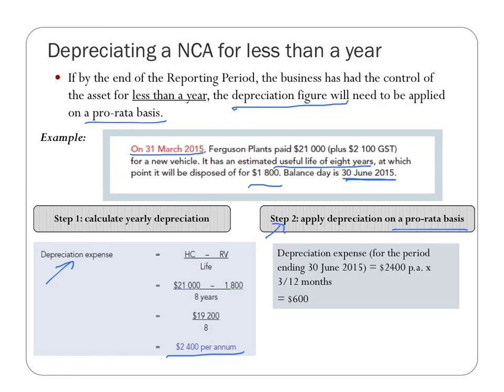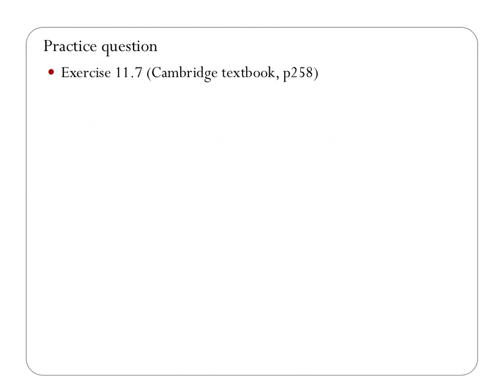So to work out the depreciation expense for the period ending 30th June 2015, we need to use the per annum depreciation of 2,400 times 3 on 12. In other words, divided by 12 to get the monthly depreciation and then times by 3 months. That's $600. Okay, have a go at 11.7. This exercise question specifically looks at how you calculate depreciation for less than 12 months.